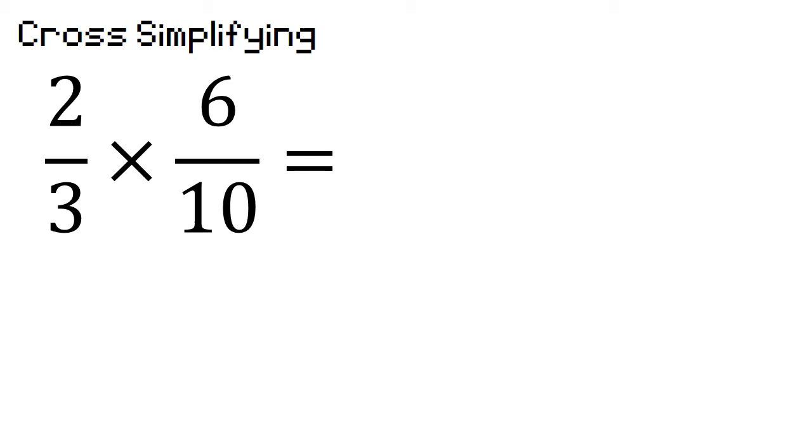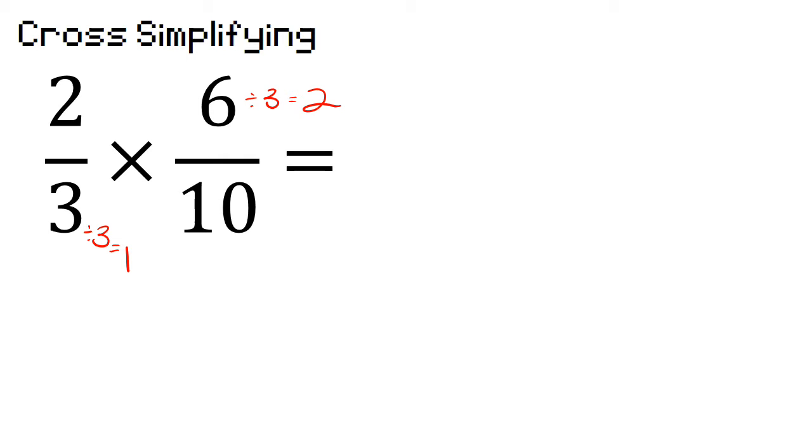So here we go. What we're going to do is take a look at the denominator of our first fraction, which is 3, and the numerator of our second fraction, which is 6. We can find the greatest common factor between 3 and 6, which is 3. So we divide those two numbers by 3. 3 divided by 3 equals 1, and 6 divided by 3 is 2.